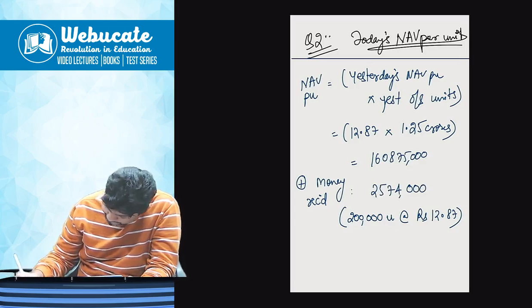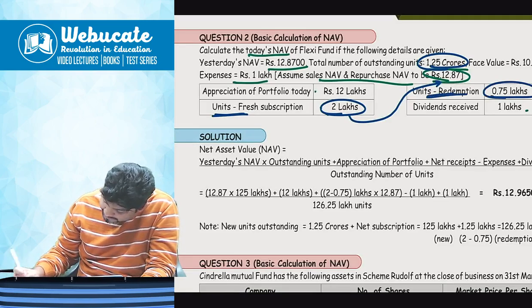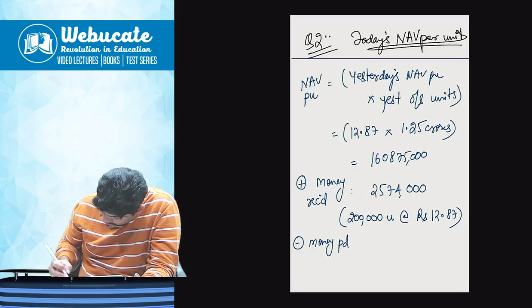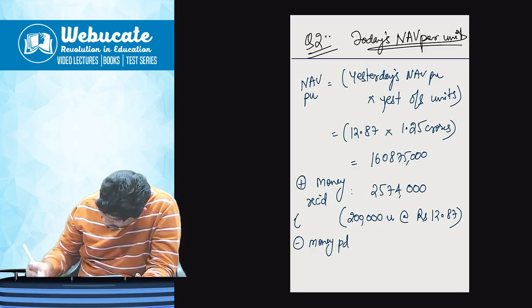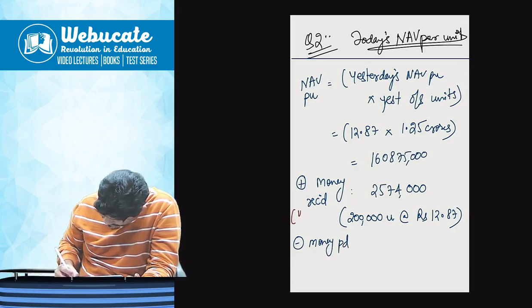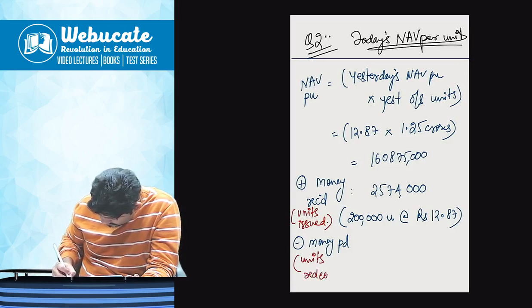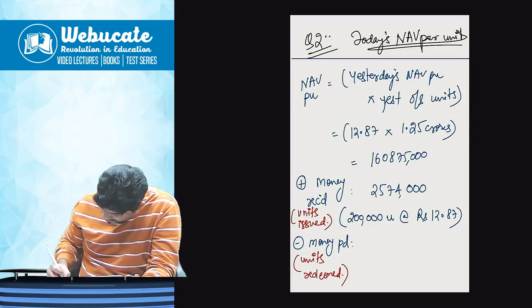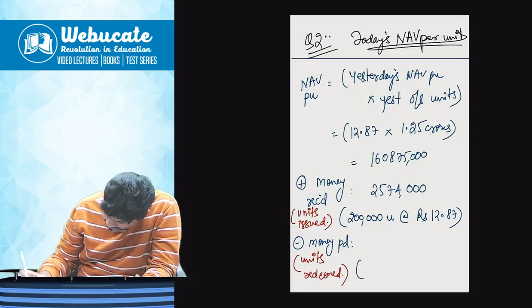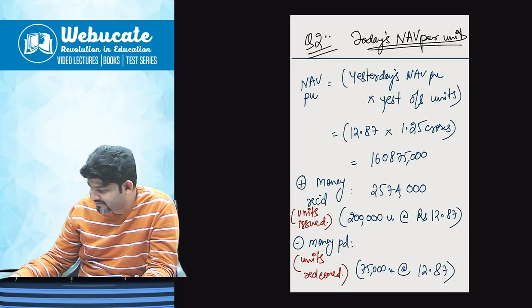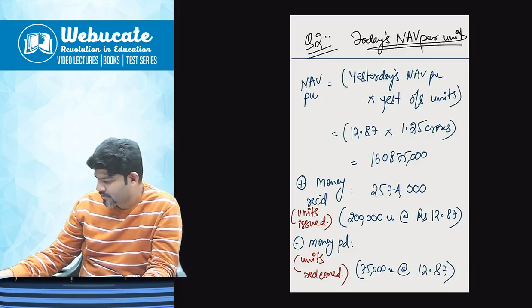Then units redemption, so money paid. Actually, I should write here units issued, money received. Then money paid is units redeemed. So money paid will be how much? 75,000 units at the rate of 12.87, which is 9,65,250.